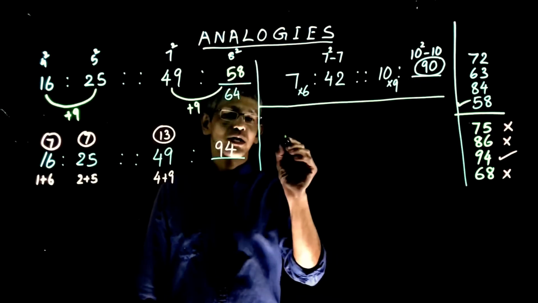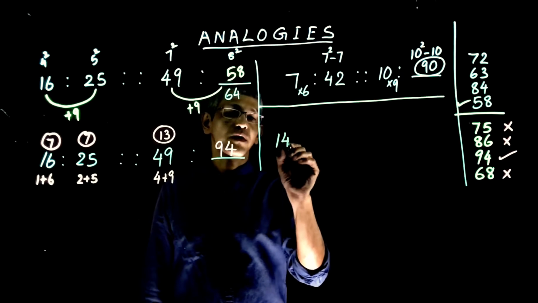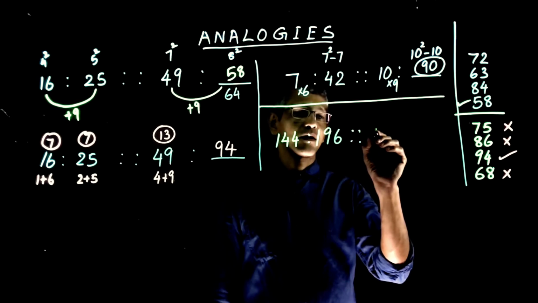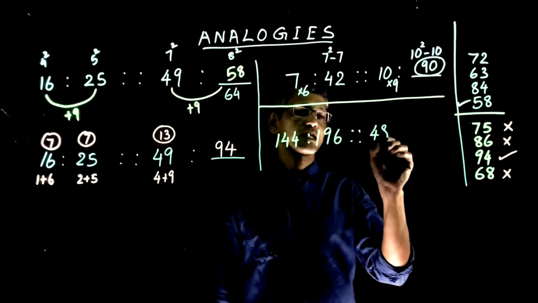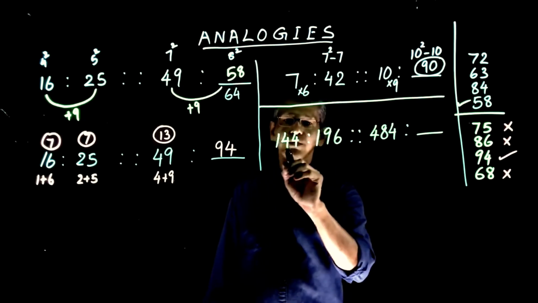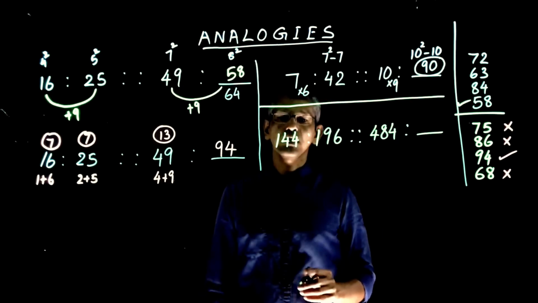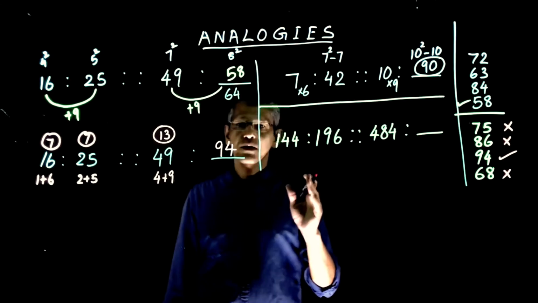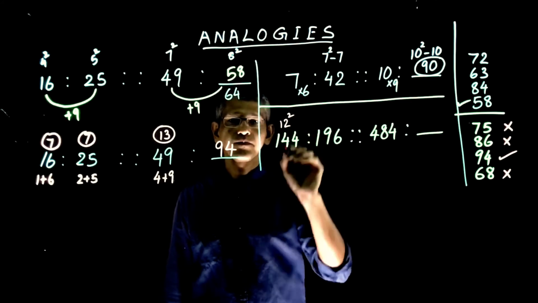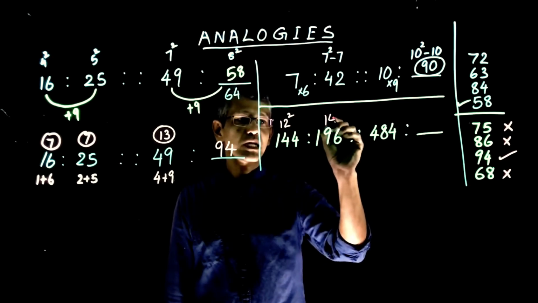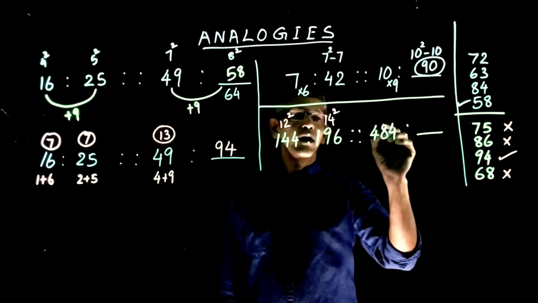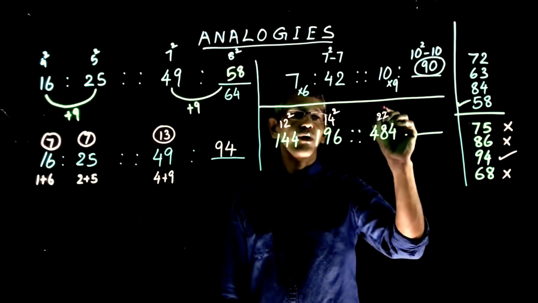See that? So the next one we have is 144 and 196. And on the right-hand side, we have 484. What is the missing one here? So 144 and 196. So 144 is what? You must be familiar with this kind of numbers. For example, this is 144. We know that it is 12 square. And 196, it's 14 square. So 12 square and 14 square. Right-hand side, 484, it's 22 square.